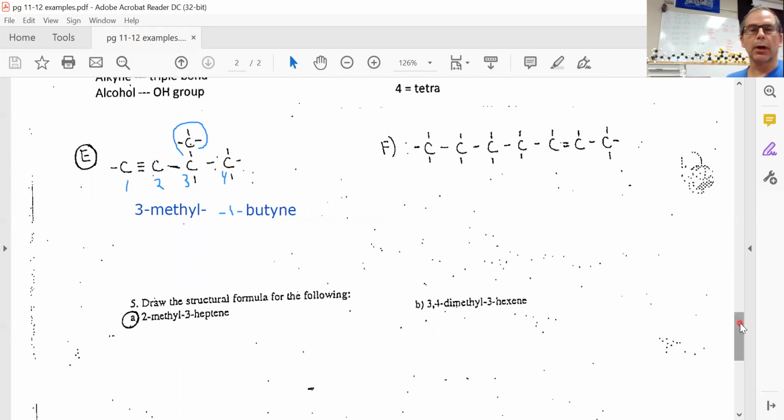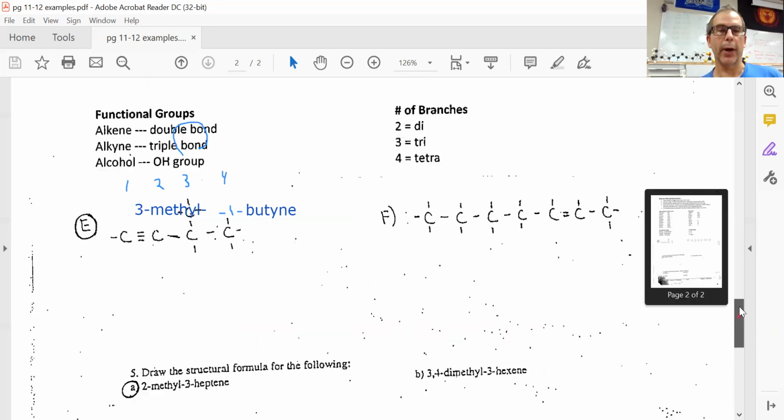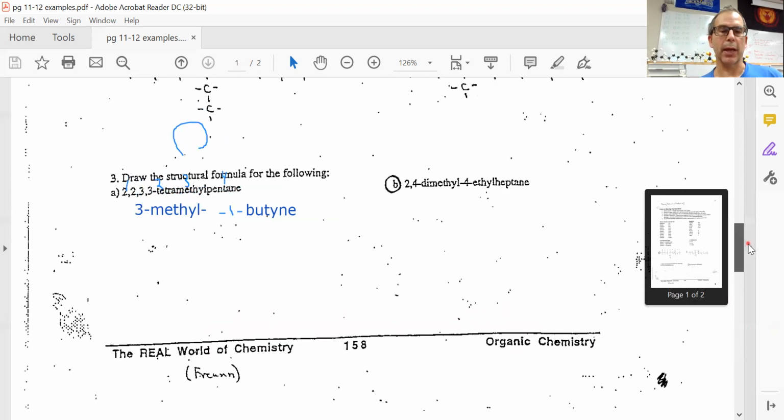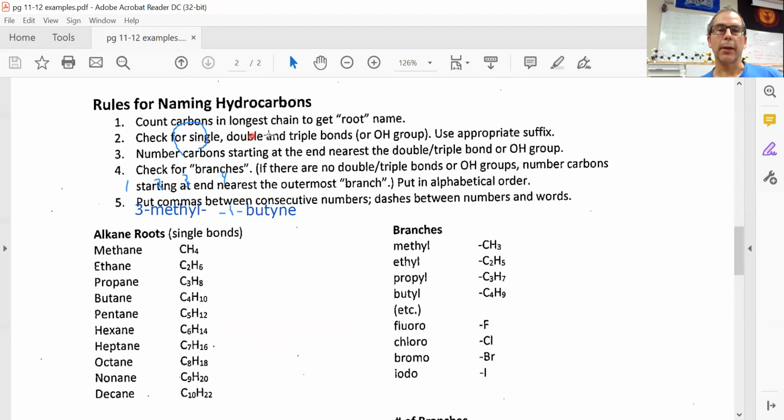All right, let's look at one more example. Draw the structural formula for the following: 2-methyl-3-heptene. So I look at this hept and I say, oh, hept is a 7-carbon chain. It's an ene, so it's going to be a double bond on carbon number 3. So let's go to that, and then we'll worry about the branch after that. So again, I have the longest chain is 7. That's where the hept comes in.